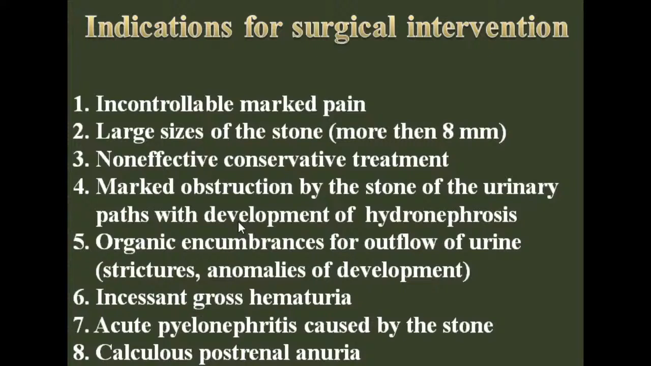Next, organic encumbrances for outflow of urine: strictures, anomalies of development, etc. Now, if a stricture is present, it is a narrowing of the ureter, for example, which developed during long-term inflammation, or sometimes congenital strictures. The predisposing factor for stone formation remains in this case, and only operative correction of the urinary paths can help to prevent the next formation of a stone.